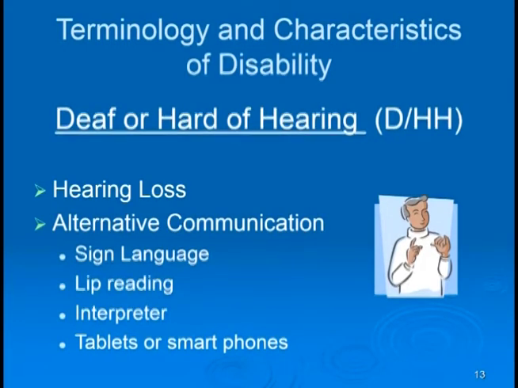That's defined as hearing loss so severe that it interferes with the development of speech, language, or academic skills. Alternative communication systems which these students may be using include sign language, lip reading, which may be used specifically for the deaf, an interpreter. Depending on their level of ability, they may need an interpreter or other modification. And finally, with modern technology, tablets or smartphones that enable them to use text to communicate.